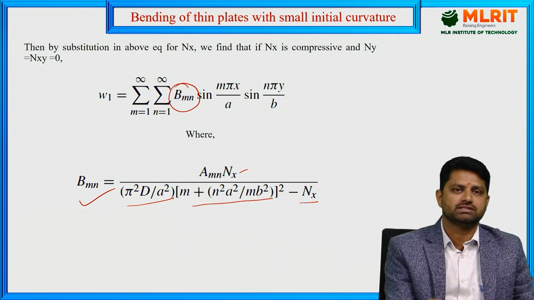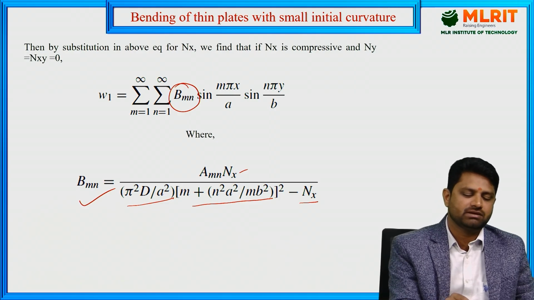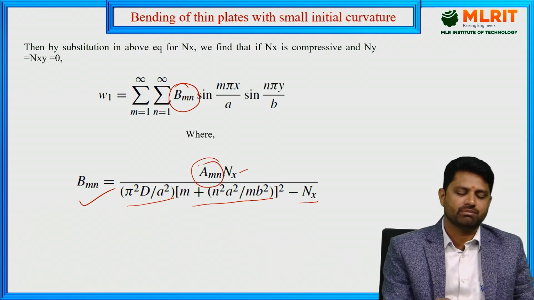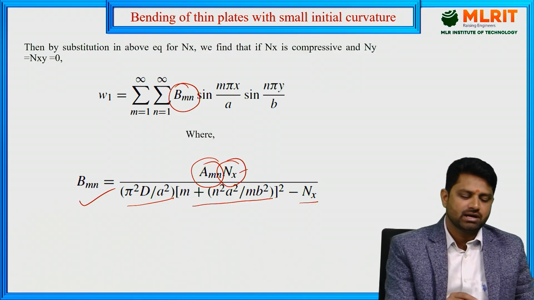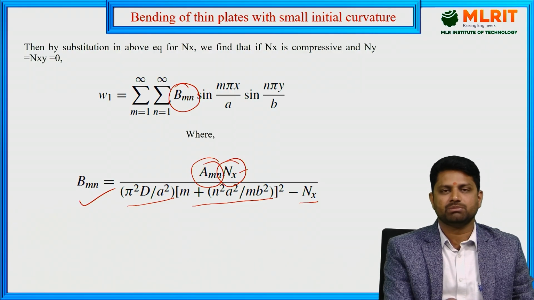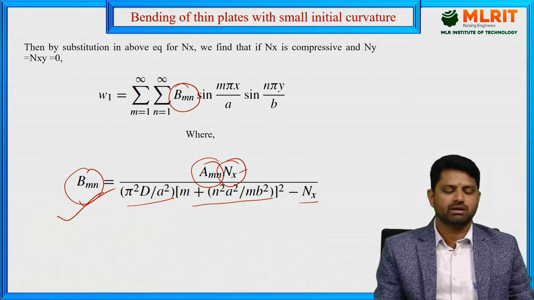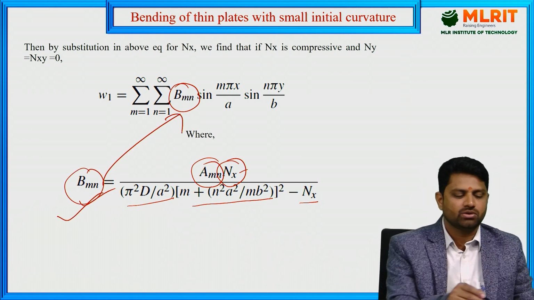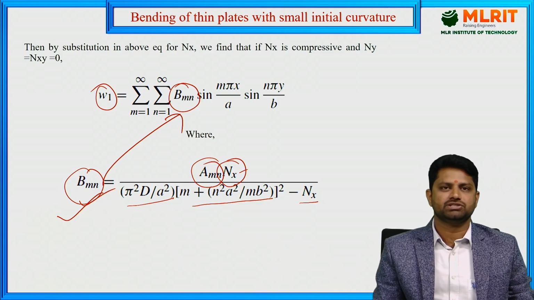This we have already seen in the previous classes also. Okay, so Bmn is written in terms of Amn and the Nx compressive load. Whenever you have the bending of a thin plate with small initial curvature, you have to calculate this unknown coefficient Bmn and substitute over here. You are going to get the actual deflection for the thin plate with initial curvature.